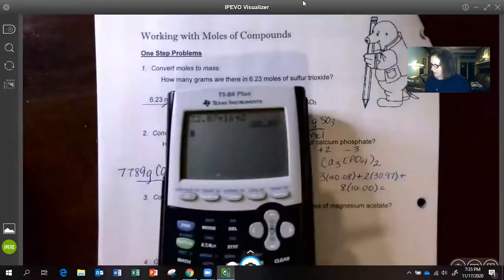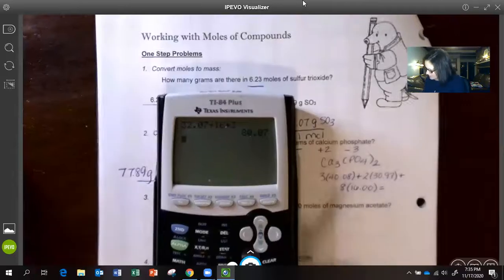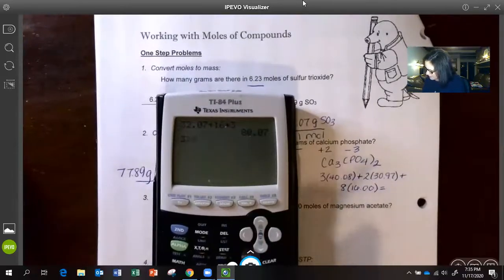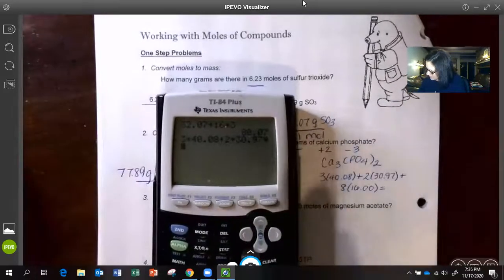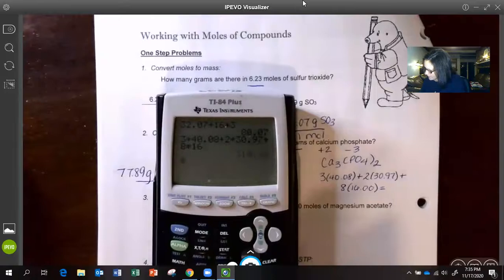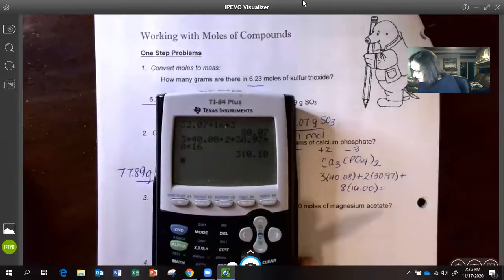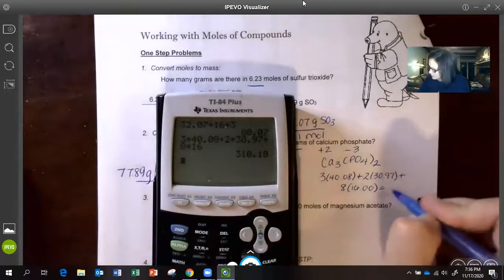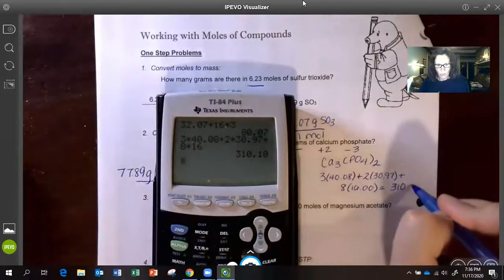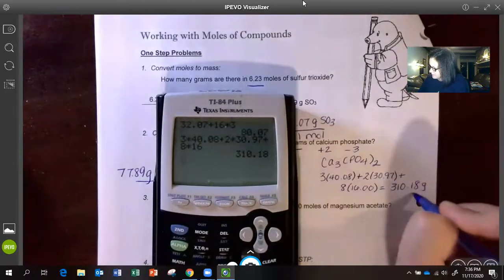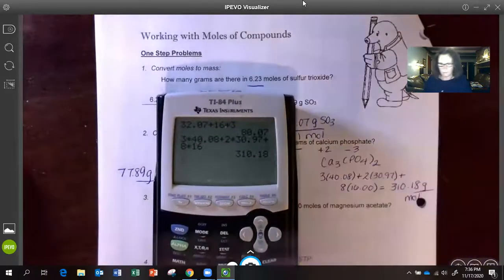So if we add up the molar mass of calcium phosphate, we have 3 times 40.08 plus 2 times 30.97 plus 8 times 16. Okay, that gives us a molar mass of 310.18 grams per mole.